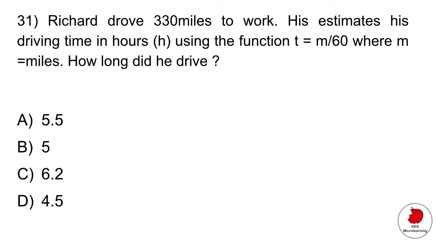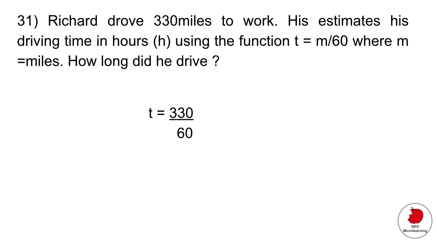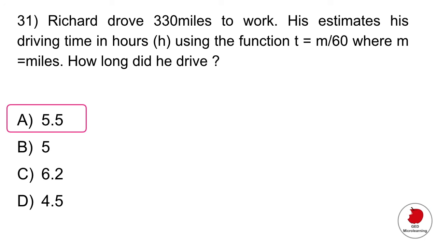Okay, question 31. Richard drove 330 miles to work. He estimates his driving time in hours using the function t is equal to m over 60, where m is equal to miles. How long did he drive? All right, so they're giving you the formula already in the question, so all you have to do is where you have an m, which is the number of miles, you would insert that number 330. Okay, that gives you that he drove 5.5 hours, which is option A.